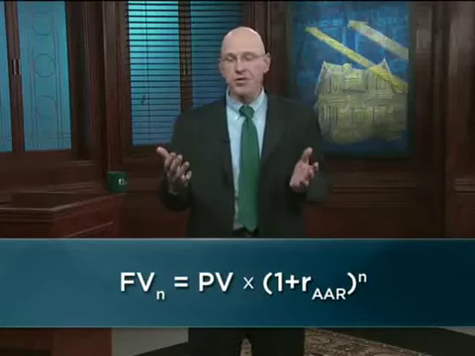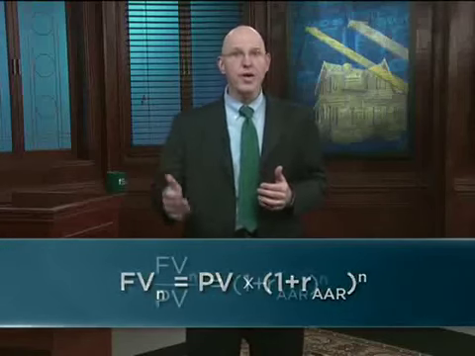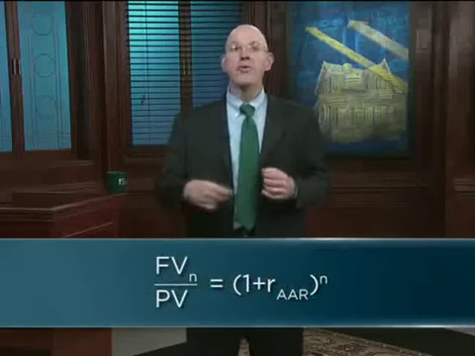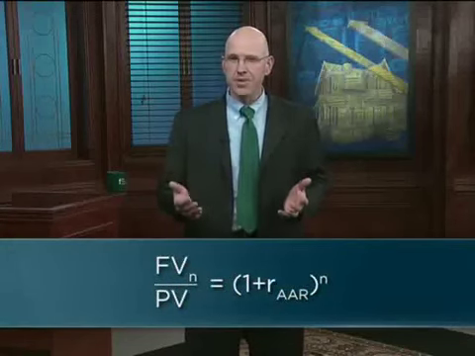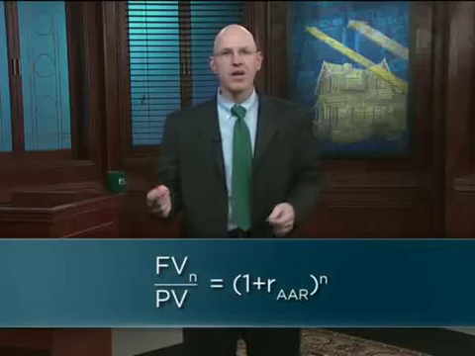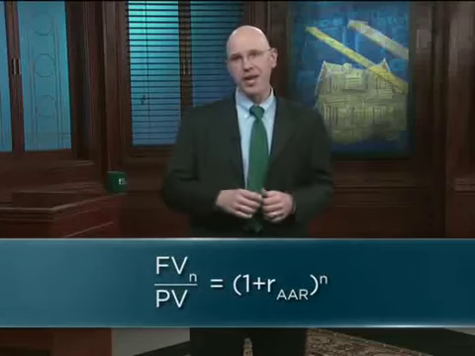Now, if we take that future value equation and divide both sides by PV, the present value, we get FV over PV equals 1 plus R sub AAR raised to the n. So what, you ask? Well, now let's write the same future value equation in a second way.